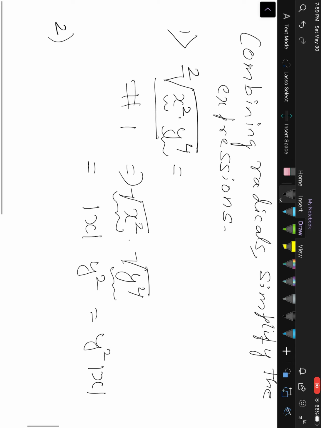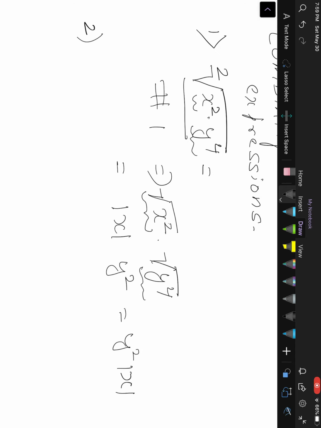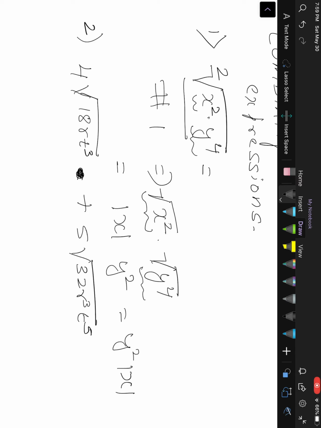Next, second one, I'll take a different, tougher example wherein we can apply the maximum number of properties of everything, like exponents as well as real numbers as well as nth roots. So consider this: 4 times the square root of 18 r t cube, plus 5 times the square root of 32 r cube t to the power of 5.